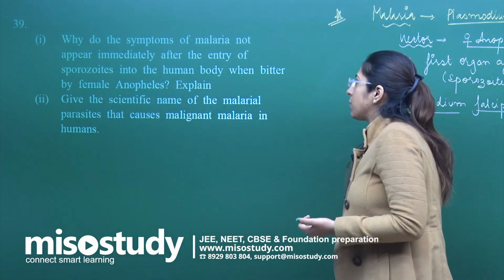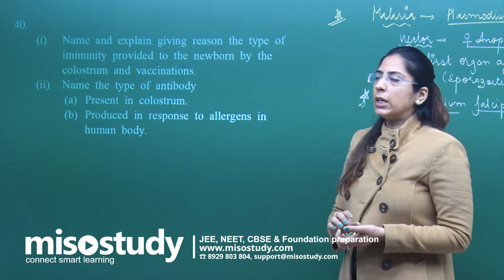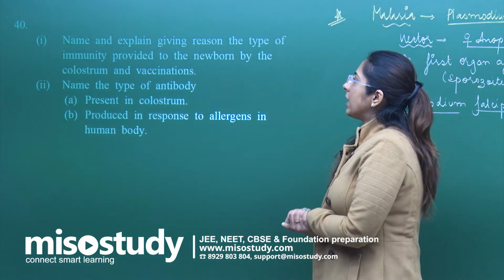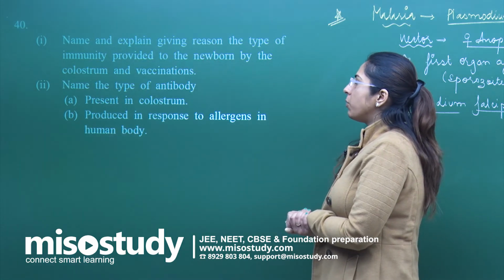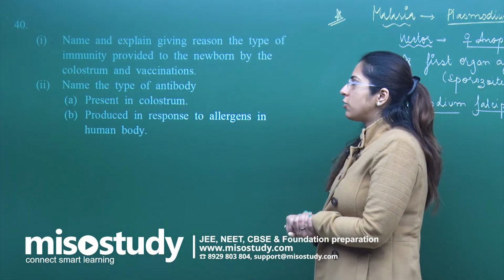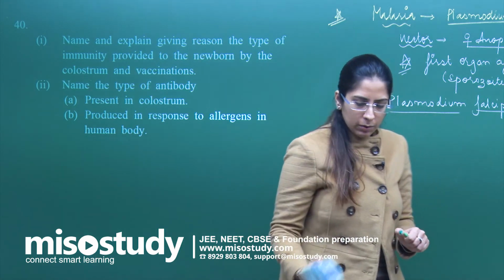So let's move on to the next part, that is question number 40. So question number 40 asks: name and explain, giving reason, the type of immunity provided to a newborn by the colostrum and the vaccination. Now let's have a look.